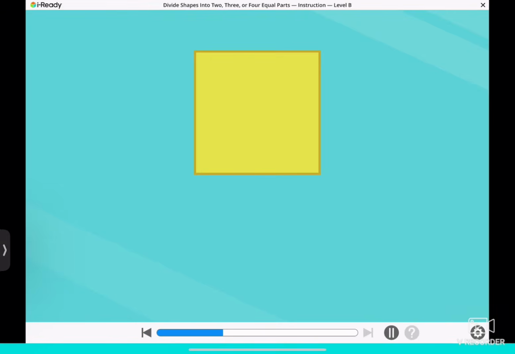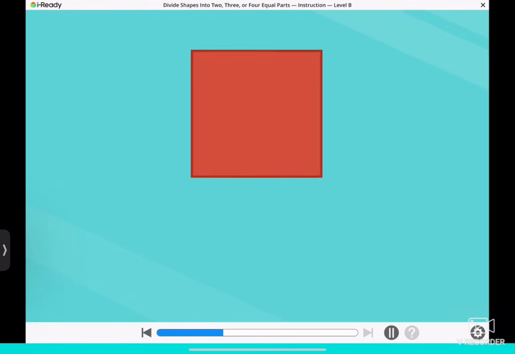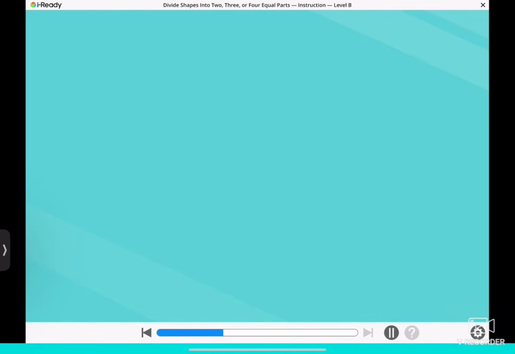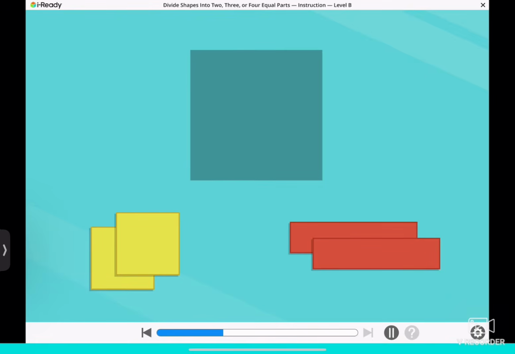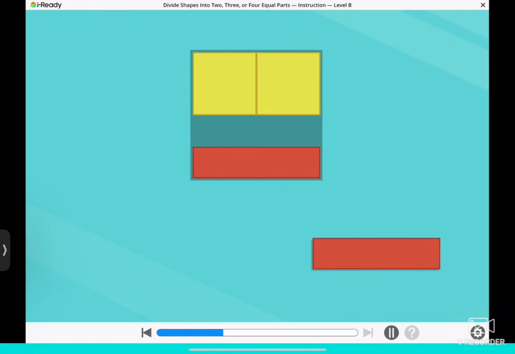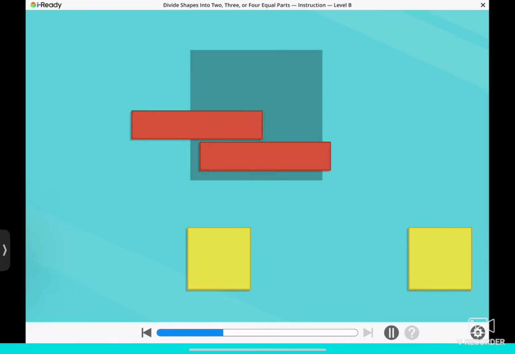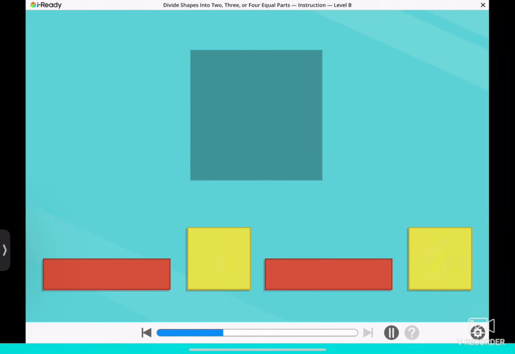This square can be divided into 4 smaller squares. Tap the square to break it into fourths. Right, 4/4. Tap the square again. Yep, these rectangles are also fourths. Drag the shapes to fill the puzzle. Now the fourths in the puzzle are 2 squares and 2 rectangles. Each square and each rectangle takes up the same amount of space.